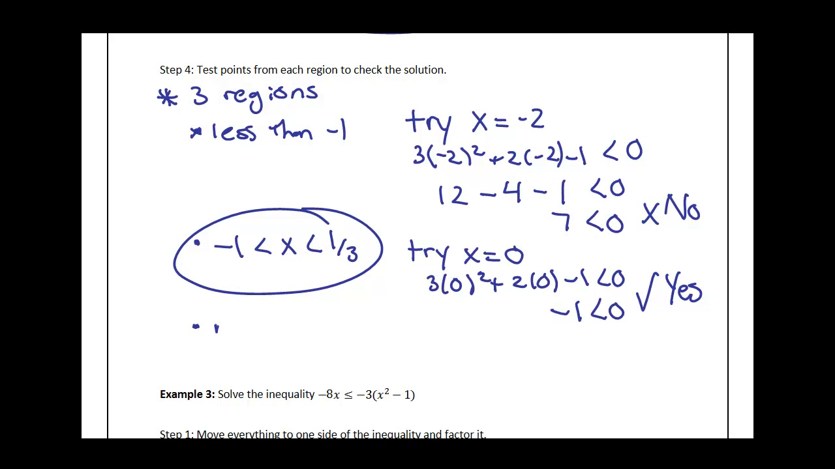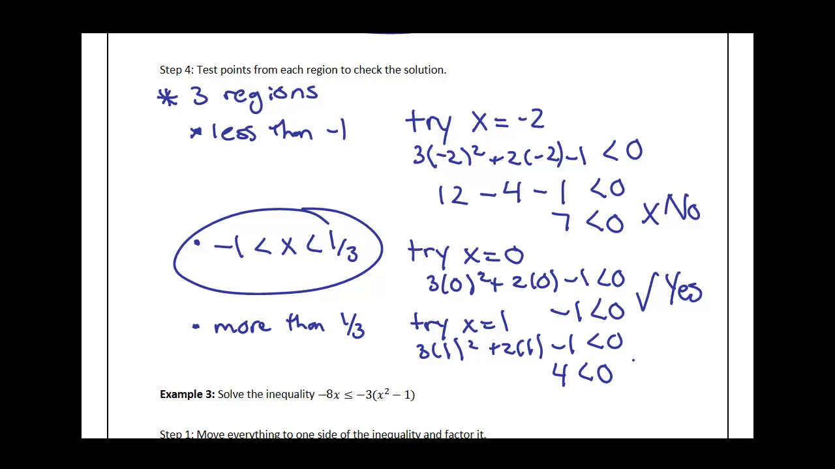Lastly, we need to check when it's more than 1/3. Well, let's just try x equaling 1 in this case. Well, we get 3 times 1 squared plus 2 times 1 minus 1 less than 0. This actually comes out to 4 less than 0, which is not correct. So yet again, we're saying no.